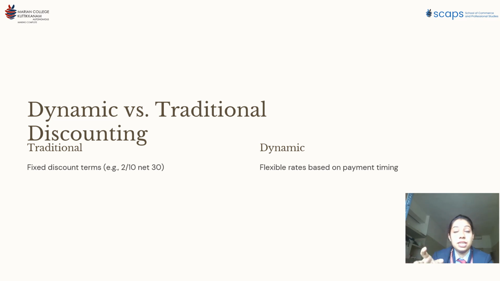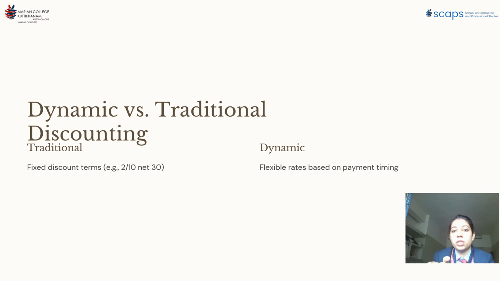In the case of dynamic discounting, it offers more flexibility. The discount rate can be customized, or can be based on how early the payment is, and it is at the discretion of the supplier. He can decide whether to charge or how much discount rate to be charged, how flexible it has to be. So that's the main difference between traditional and dynamic.